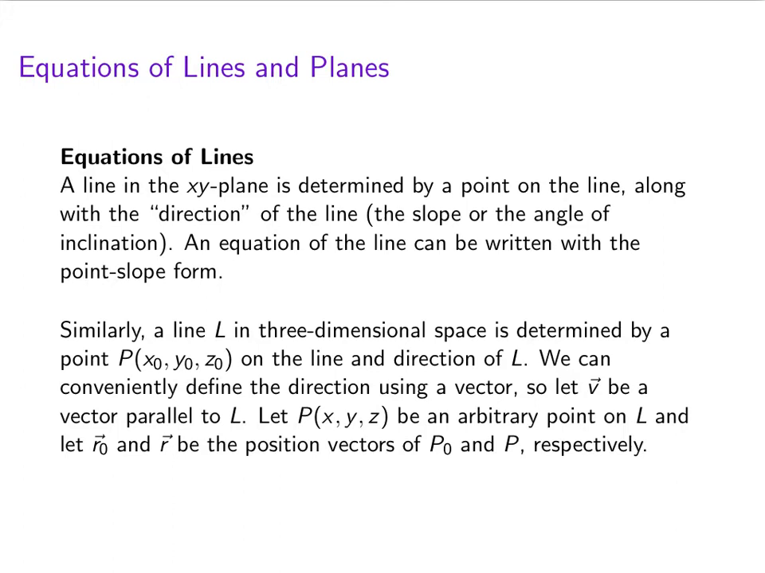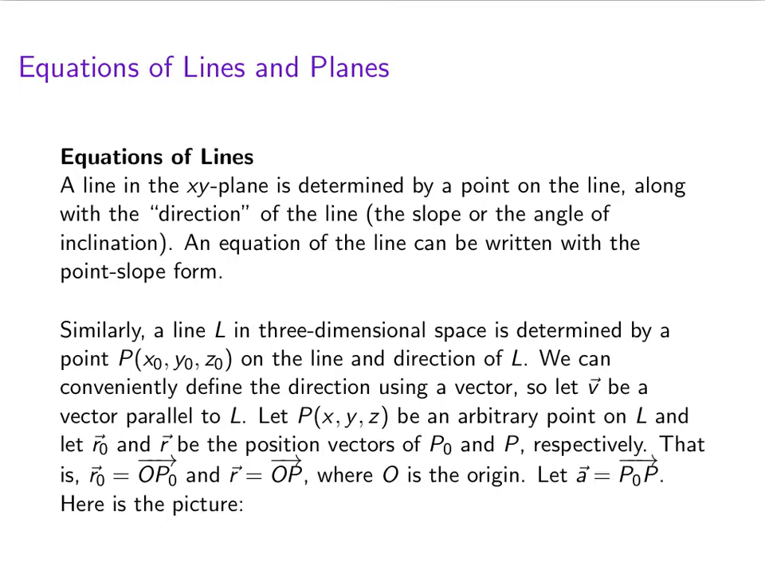So P0 is a fixed point, that makes r0 a fixed vector. P is an arbitrary point on the line and can vary, so r now is an arbitrary vector pointing to some point on the line. So that is, r0 is going to be the vector OP0, r is going to be the vector OP, and here we're describing O as the origin. Now let's let A be the vector P0P.